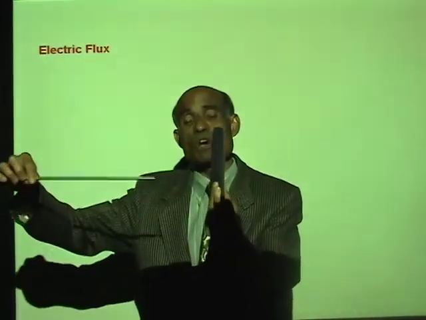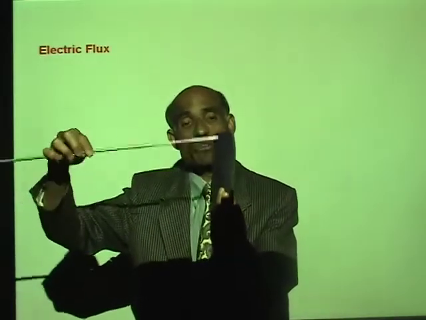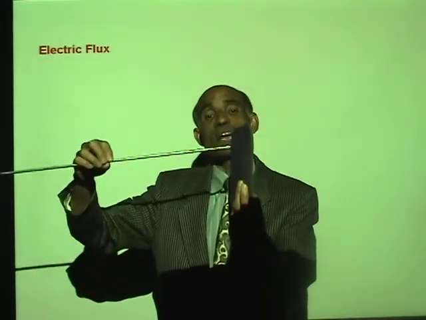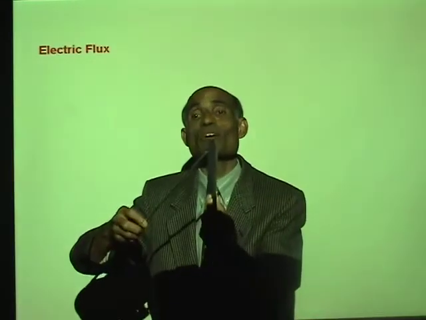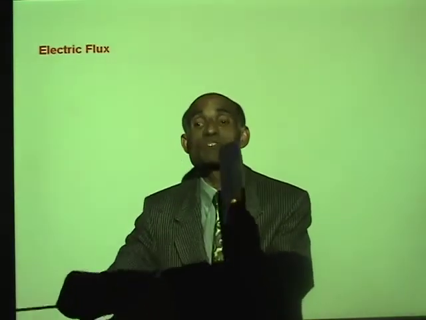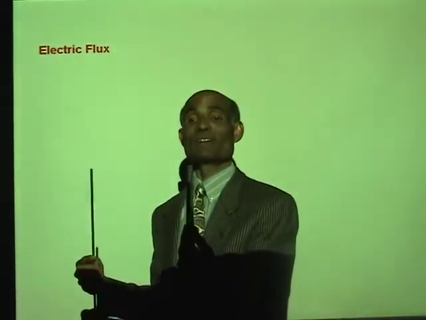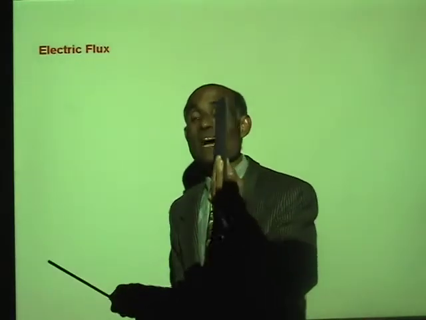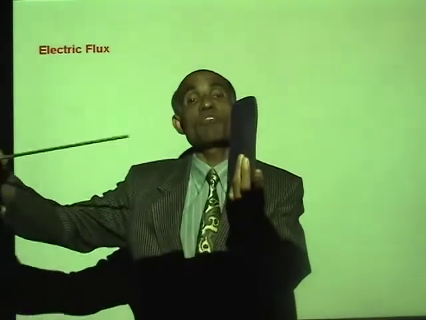Now, the electric flux is a measure of the total number of lines of force crossing at right angles to any given area. The total number of lines of force crossing at right angles to any given area is called the flux crossing that area. So if you place an area across any field, there will be a flux crossing that area.